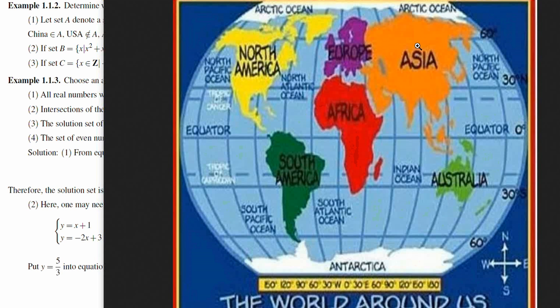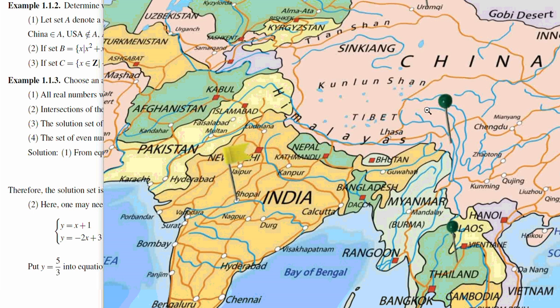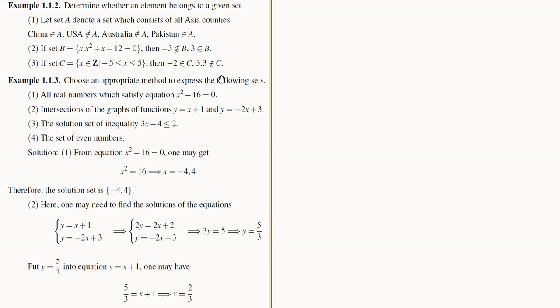you see here, Asia is right here, America is here, and Australia is here. So America, the USA, and Australia do not belong to Asia, but China is roughly here and Pakistan roughly here. You see in the picture, China is here, Pakistan is here. All right, so that's question 1.